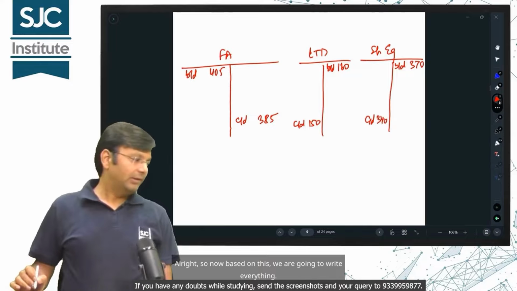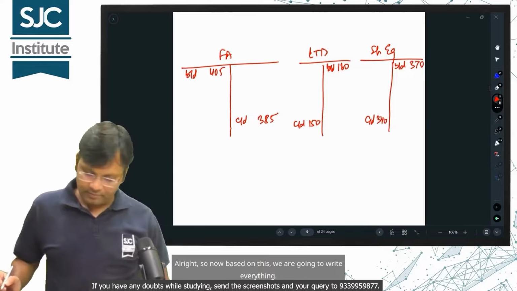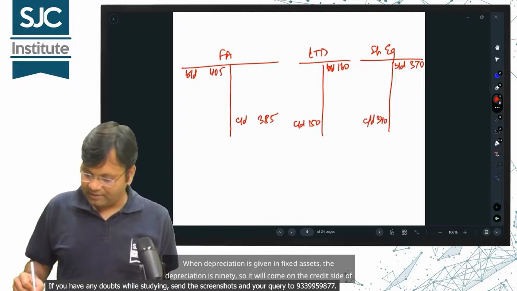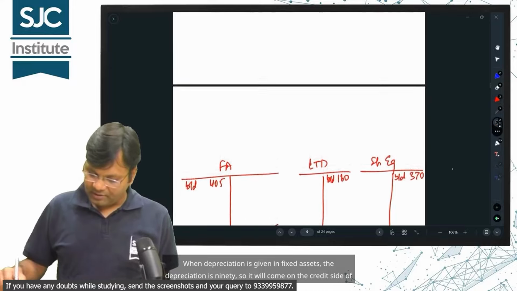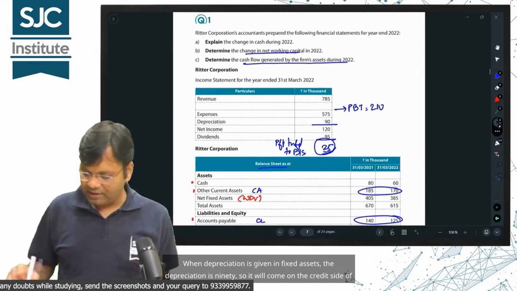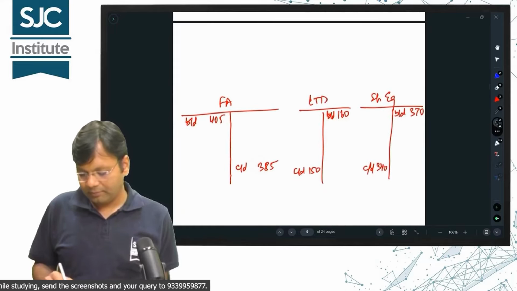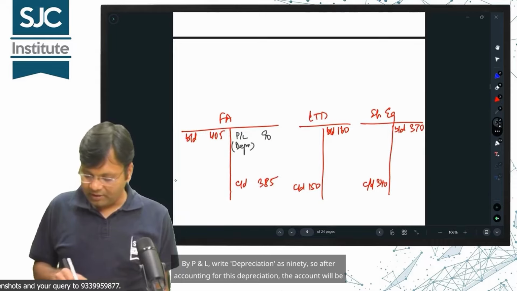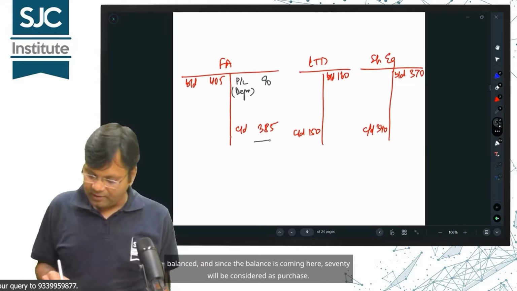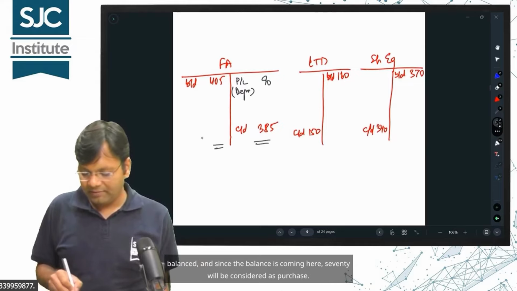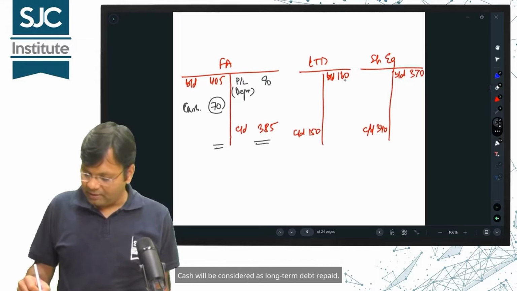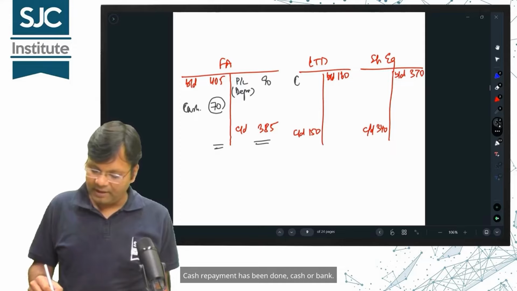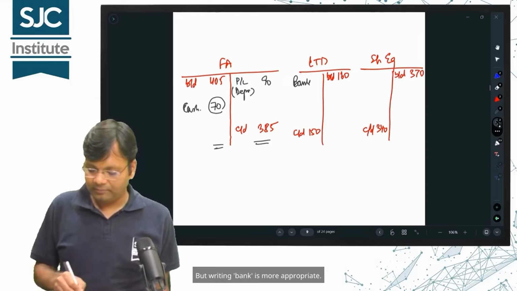Alright, so now based on this, we are going to write everything. When depreciation is given in fixed assets, the depreciation is 90, so it will come on the credit side of fixed assets. By P&L, write depreciation as 90, so after accounting for this depreciation, the account will be balanced, and since the balance is coming here, 70 will be considered as purchase. Cash will be considered as long-term debt repaid. Cash repayment has been done, cash or bank. You can write anything, but writing bank is more appropriate.